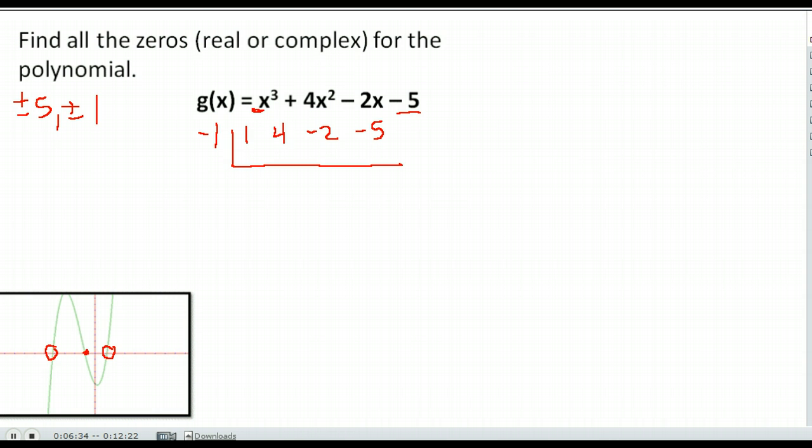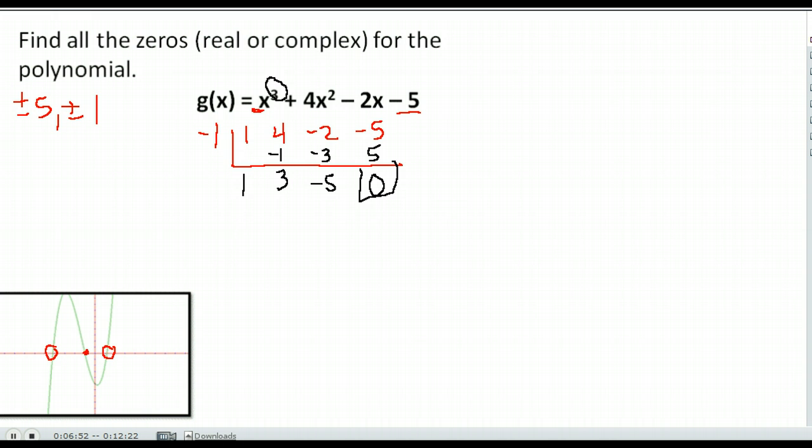Okay, so I think it looks like -1 is an exact root, so I'll start with that. If it's not, I'll find out soon here. And I do my synthetic division. And in fact, it is a 0.